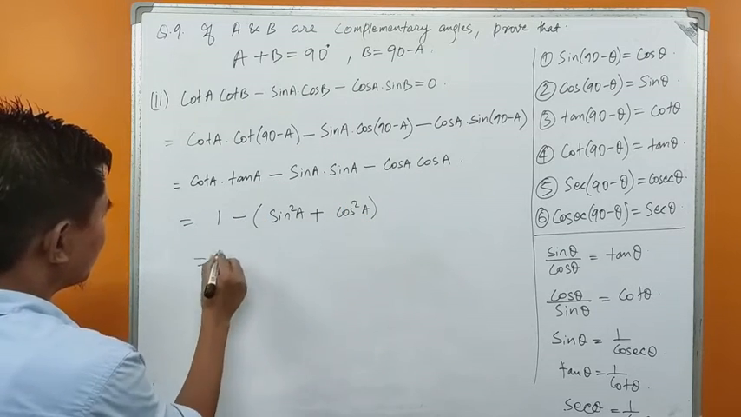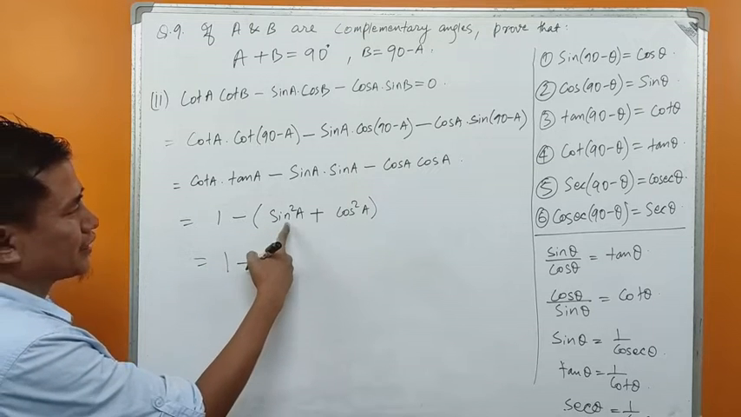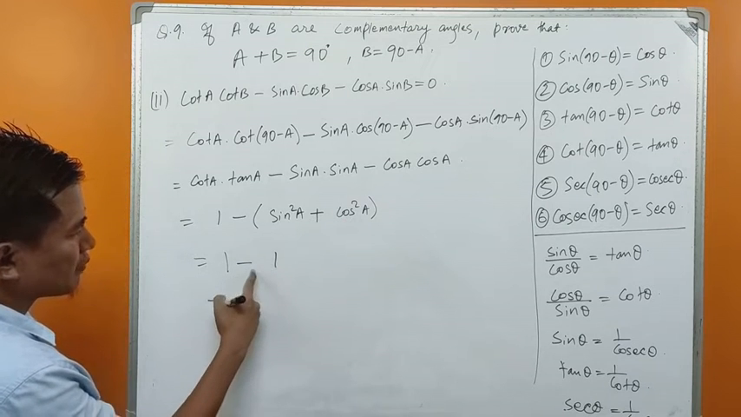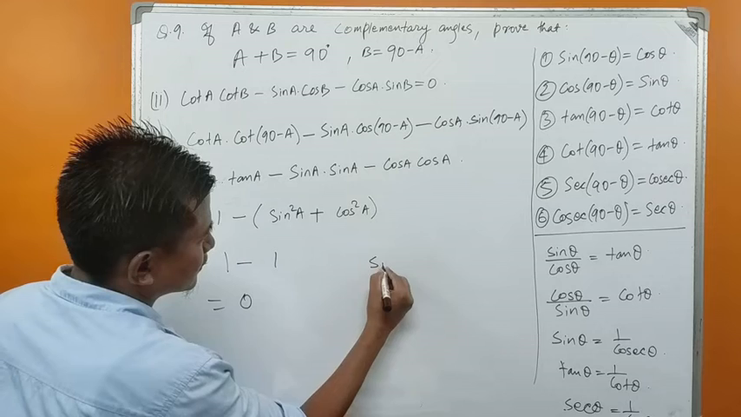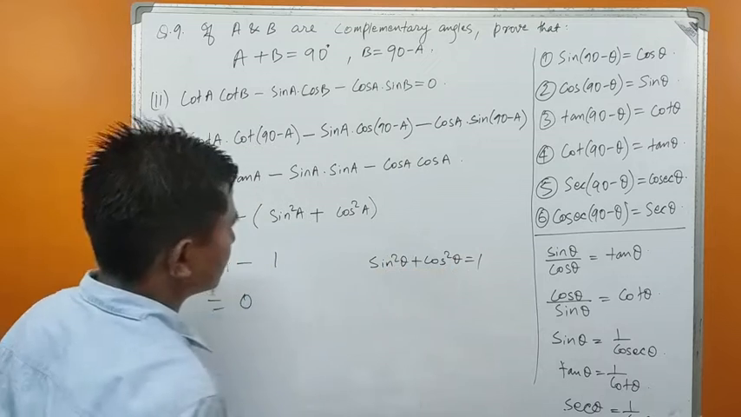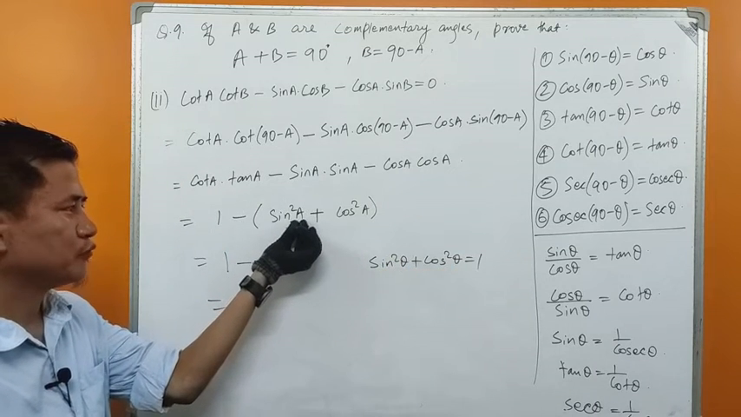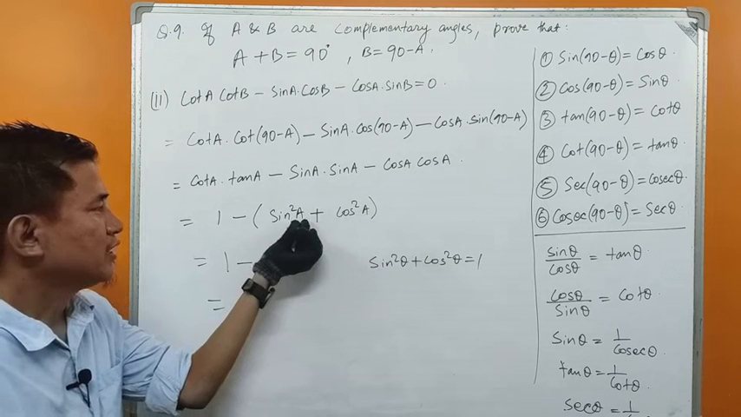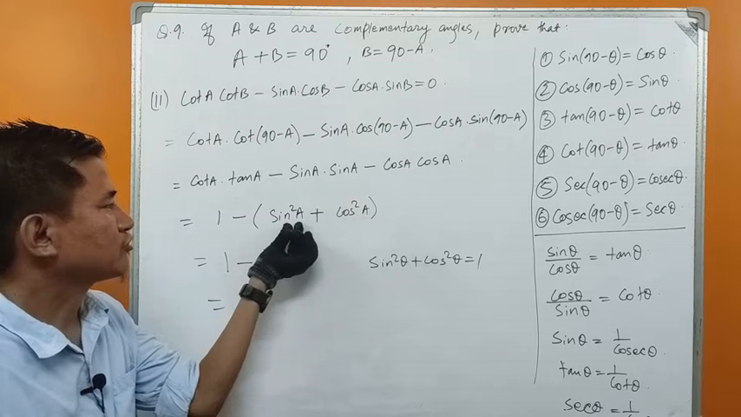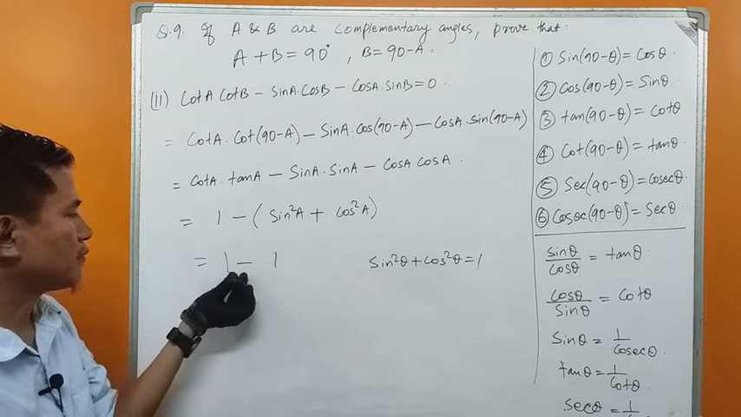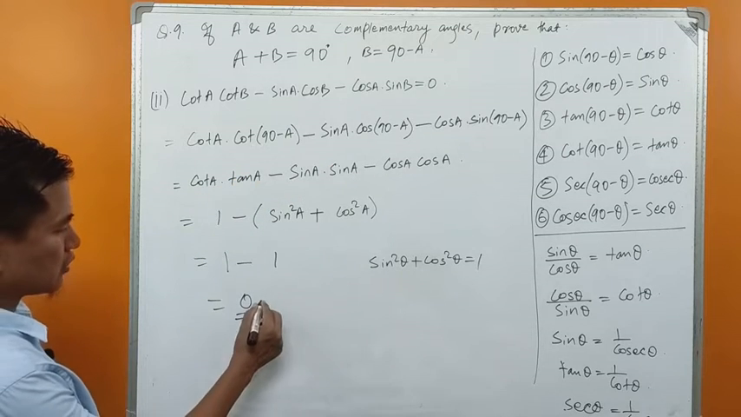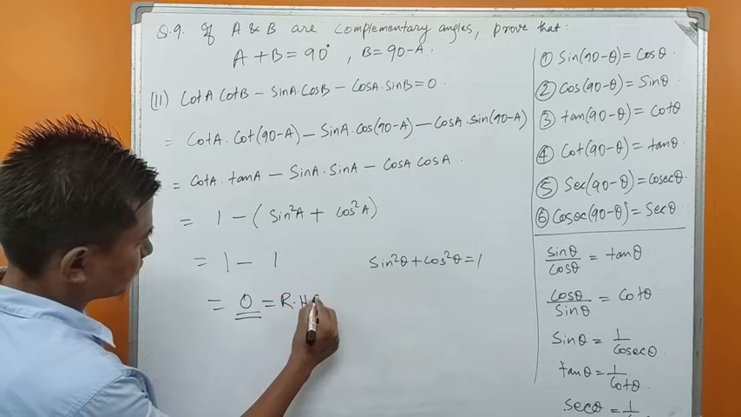So this is 1 minus the bracket of sin square a plus cos square a. Sin square a plus cos square a means 1, isn't it? So 1 minus 1 is 0. You know that sin square theta plus cos square theta equals 1. We must make sure that angles are same. Sin square a plus cos square a, angles are same, a, means 1. So 1 minus 1 is 0. So this is the right hand side, isn't it? So this equals RHS, hence proved.